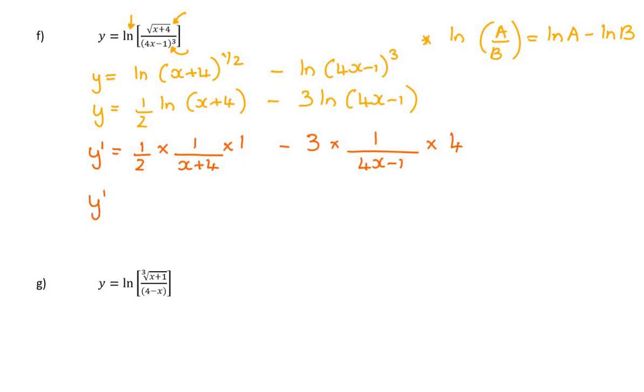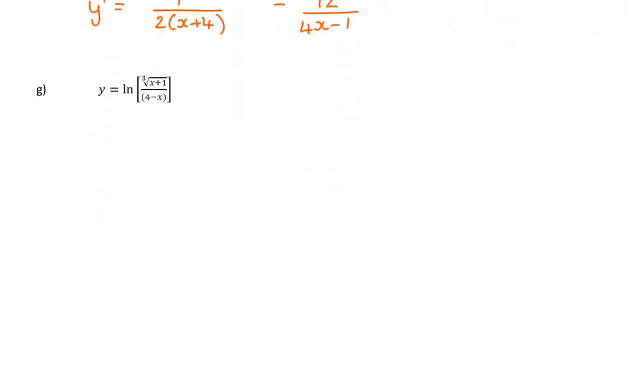So if I neaten that up, I get 1 over, and you can write this as 2x plus 8, but you can leave it as unmultiplied out, and this is minus 12 over 4x minus 1. So that one's pretty cool. And the next one looks fairly similar. Looks like we're practicing the same idea.